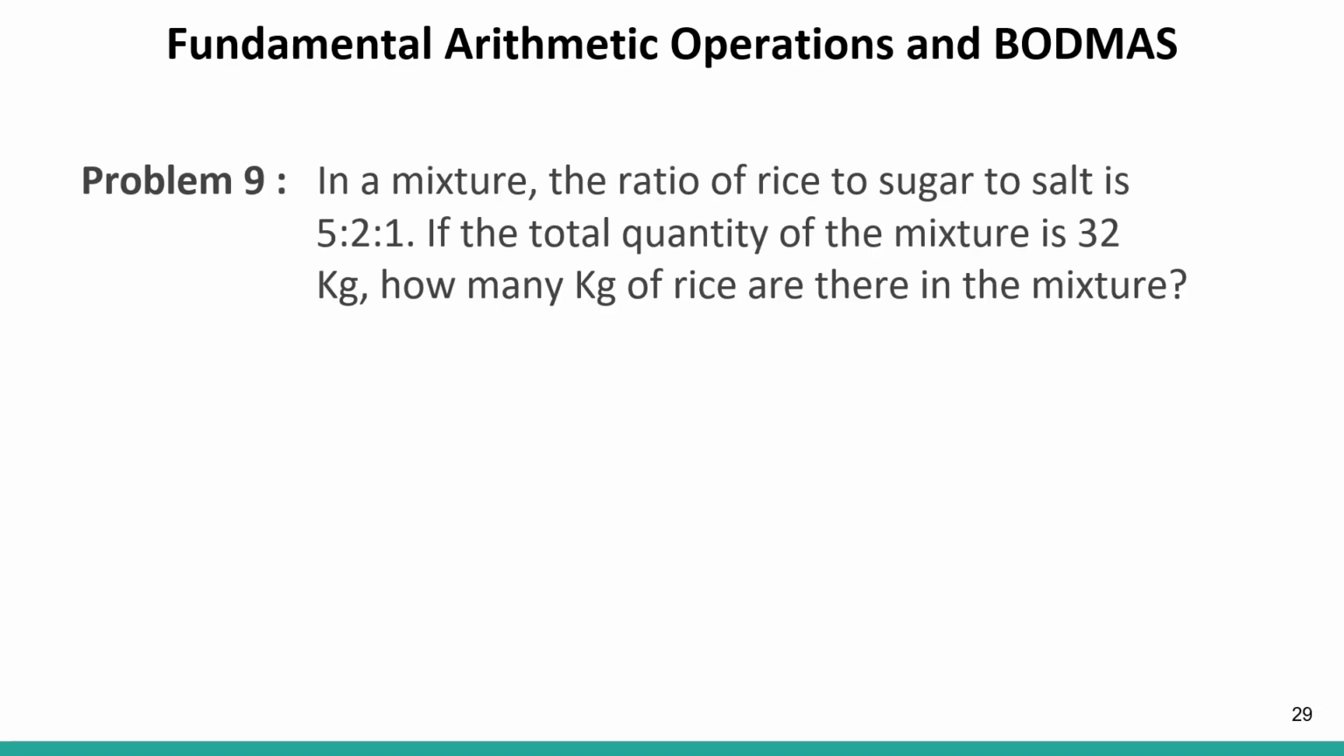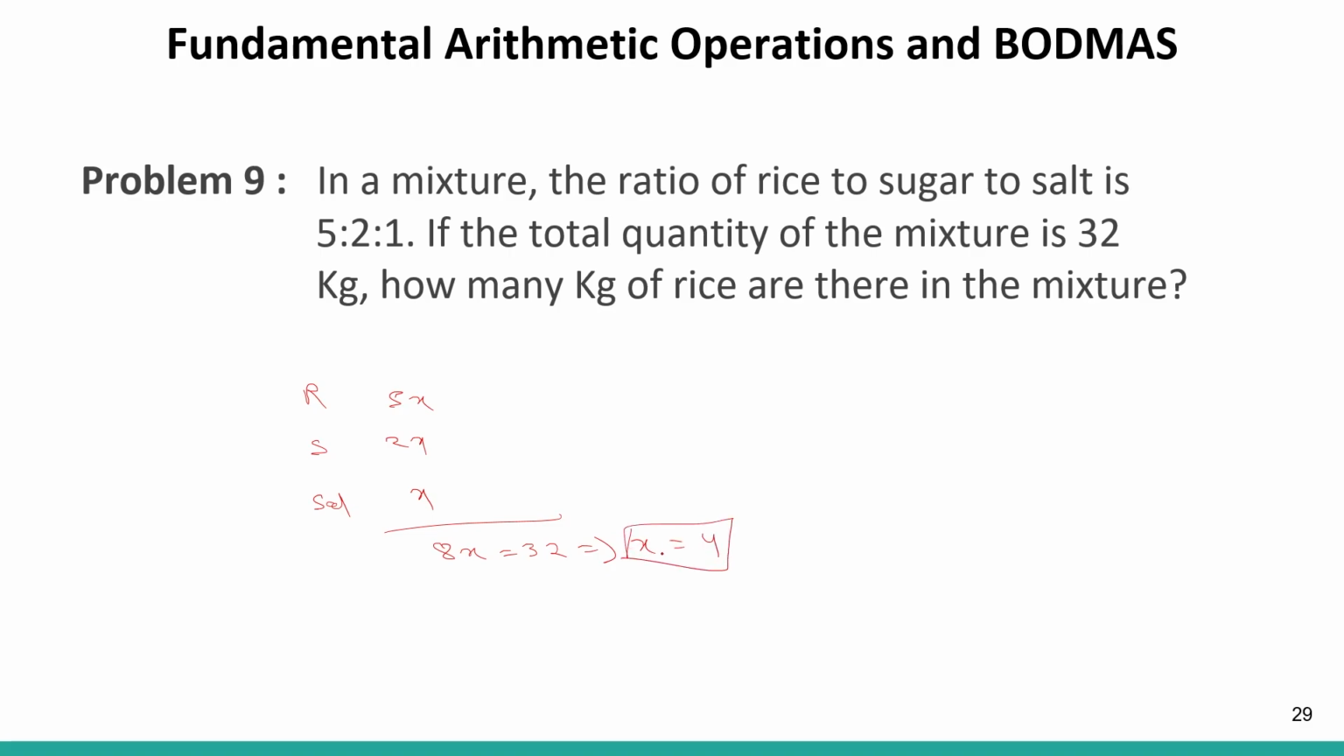In a mixture, the ratio of rice to sugar to salt is 5:2:1. If the total quantity of the mixture is 32 kg, how many kg of rice are there in the mixture? So let the amount of rice present in that ratio be 5x, the amount of sugar be 2x, and the amount of salt be x. So their addition is 32 kg. So 5x plus 2x plus x is equal to 8x is equal to 32.